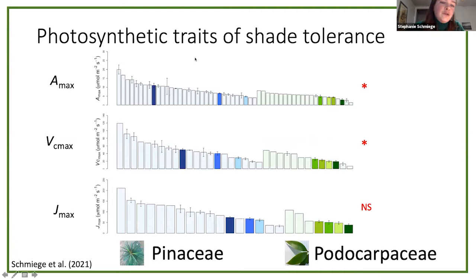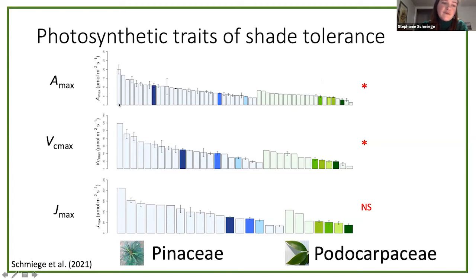Every light blue value is a value that we pulled from the literature. All of the dark values are those that we measured in Vietnam. And then your podocarps from the literature are here in light green. And you'll see that we're seeing pretty much the same patterns. So even when we expand to think about these families as opposed to just the species in Vietnam, we're seeing the same patterns, with higher maximum photosynthesis in our pines than in our podocarps. That difference is significant.